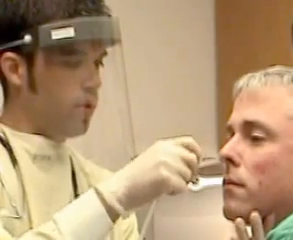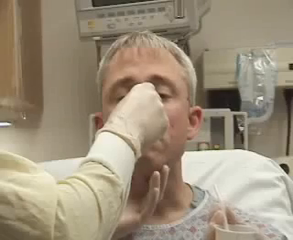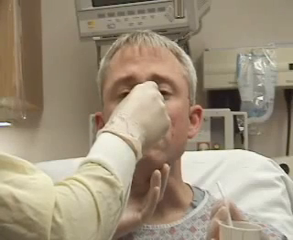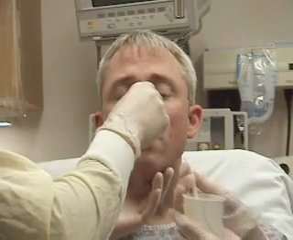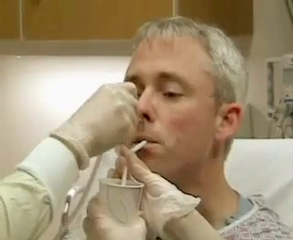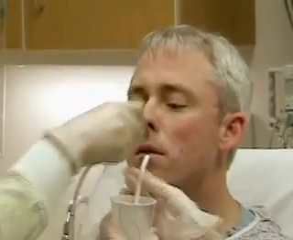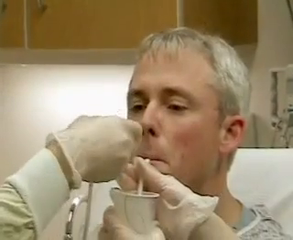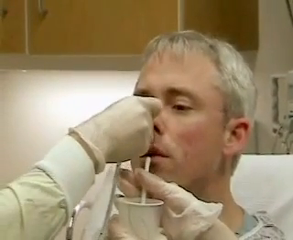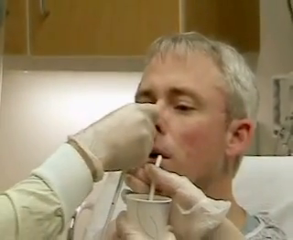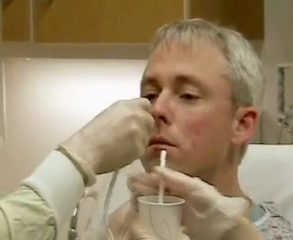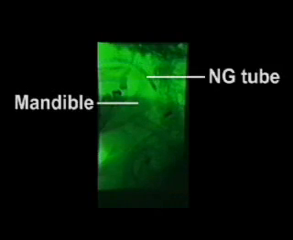Continue to pass the tube posteriorly. The patient may gag once the tube reaches the larynx. Temporarily halt the advancement of the tube and ask the patient to begin swallowing sips of water through a straw. Coordinating advancement of the tube with the swallowing mechanism facilitates passage of the NG tube into the esophagus and prevents entry into the trachea.